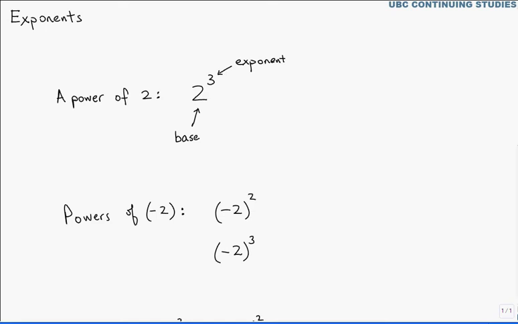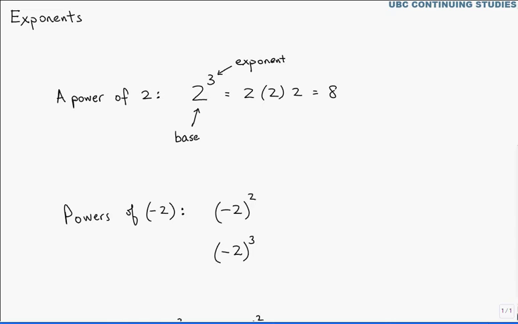It just means that we're going to take 3 of the bases, in this case 2, and multiply them all together. So we have 2 times 2 times 2, which is 8. So exponents simply developed as shorthand notation for repeated multiplication. Multiplication itself you can think of as shorthand for repeated addition. So it's just sort of one further level of abstraction.